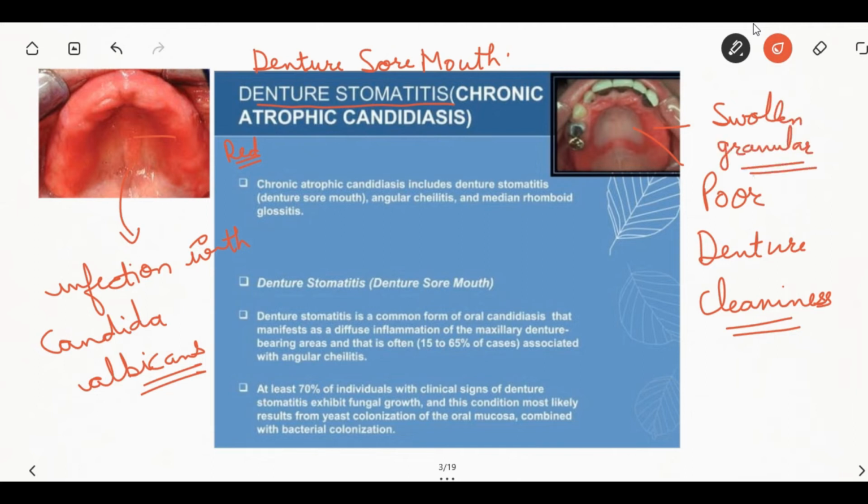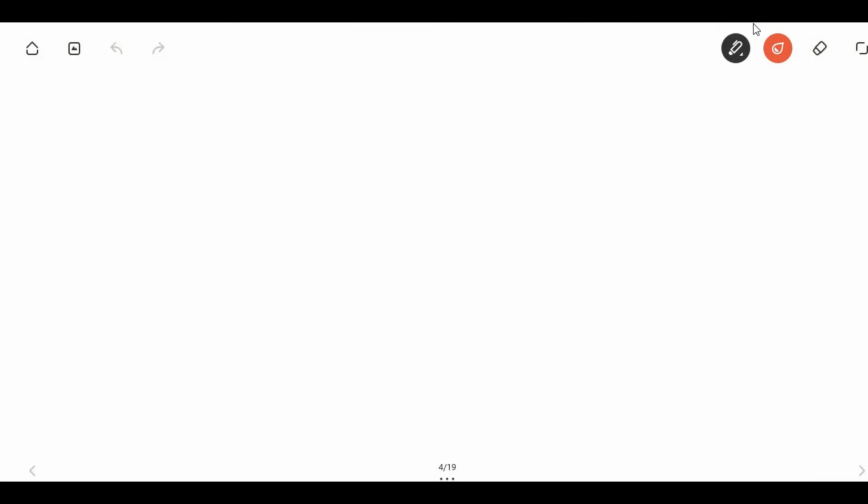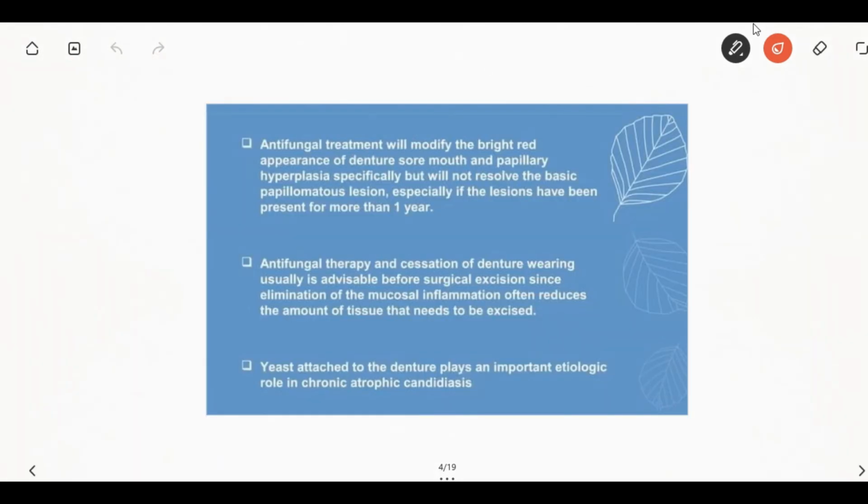Now what will be the clinical features? The mucosa beneath the denture will become extremely red, swollen, smooth and painful. A severe burning sensation may be seen. The redness of the mucosa is rather sharply outlined and restricted to the tissue actually in contact with the denture.